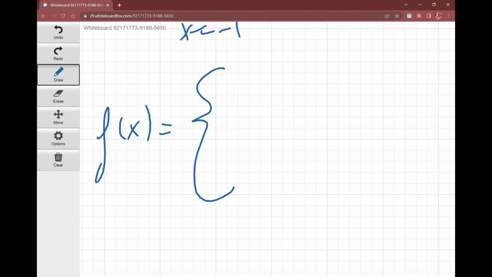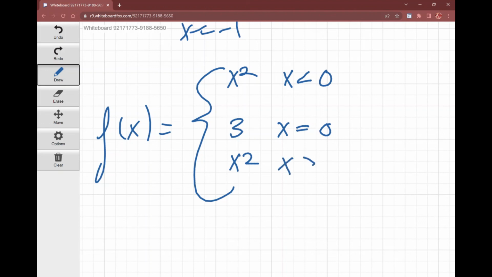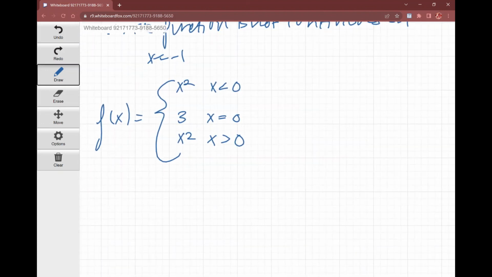I didn't do that. All right, so anyways, let's say I have x squared, provided x is less than 0. Now, it's 3 when x equals 0. And then it's x squared again when x is greater than 0. So that's... Why are you laughing, Ananya?